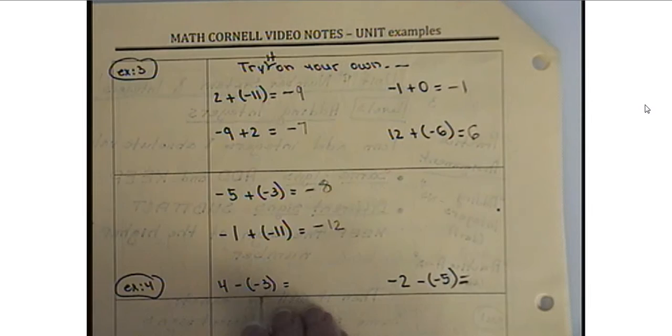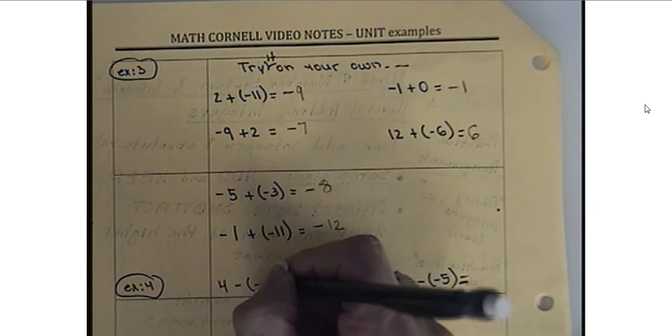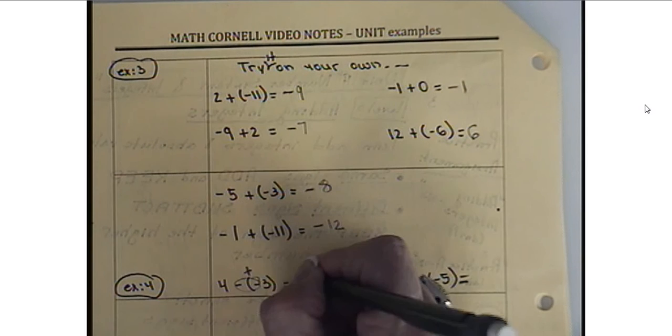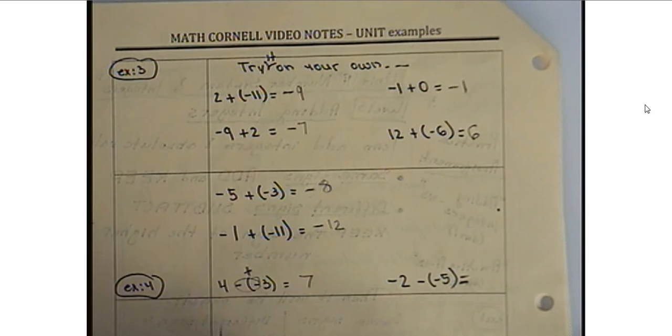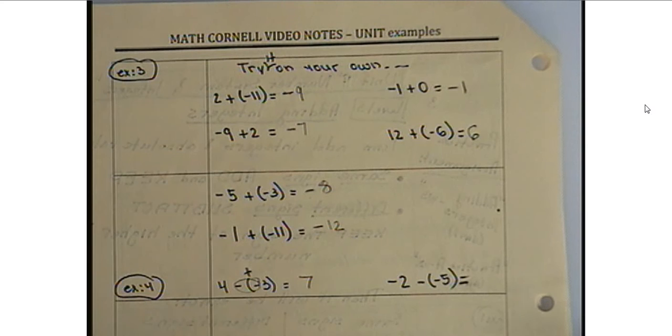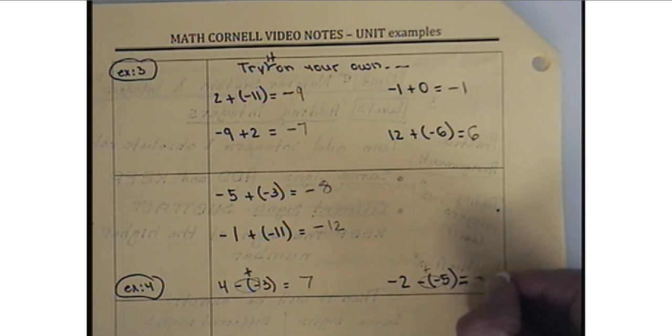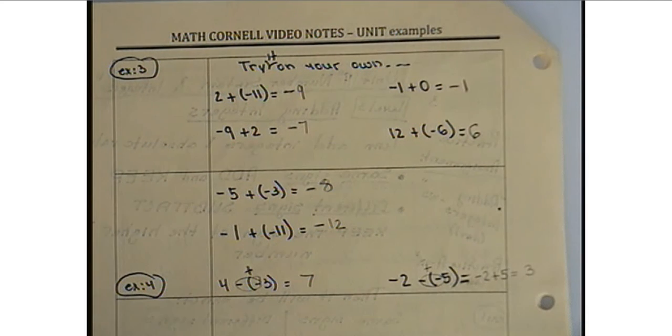4 minus negative 3. In this case, we always combine those two signs. So the answer is 7. 4 plus 3 will give us 7. In the next example, negative 2 minus negative 5, again we have two signs to combine here, so we get negative 2 plus 5, which is equal to positive 3. And that will be the final answer.